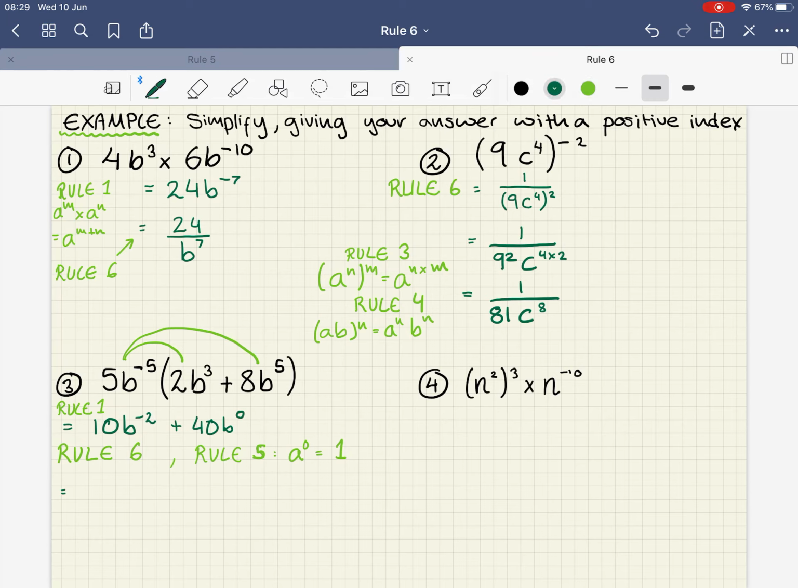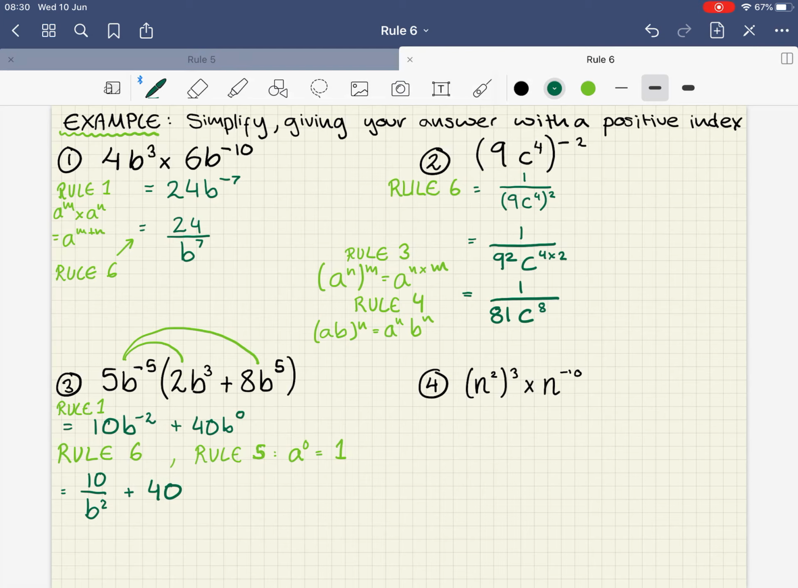So here I've got 10b to the power of negative 2. So that negative 2 is only affecting the b, so I'm going to have 10 over b squared. So remember, this is only being affected by that negative power. And then here I've got 40, and then b to the power 0. That b to the power 0 is only going to affect that one little bit. So that'll be 40 times 1, which will just be 40.